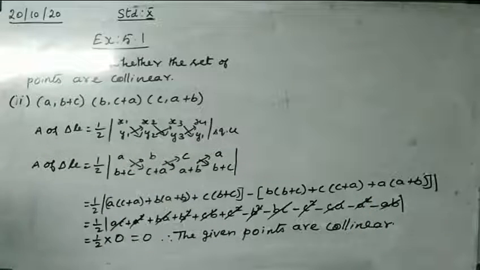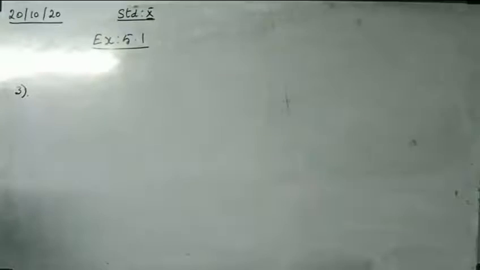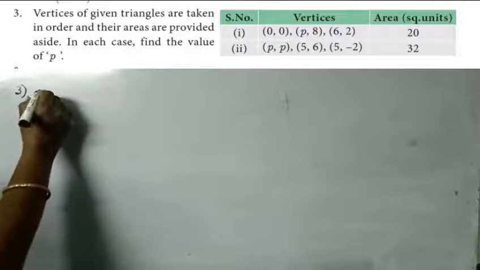Now third question, third problem. Question number 3: vertices of given triangles are taken in order and their areas are provided aside. In each case, find the value of P. Here a tabular column is given, with vertices and the area of a triangle in square units.